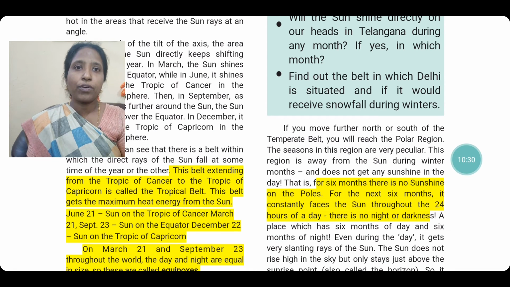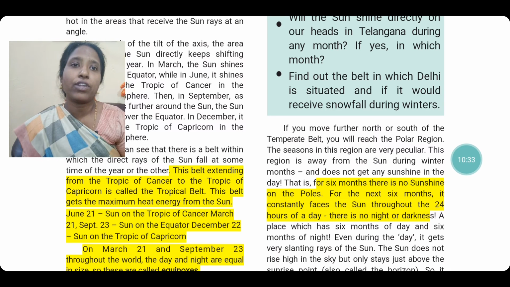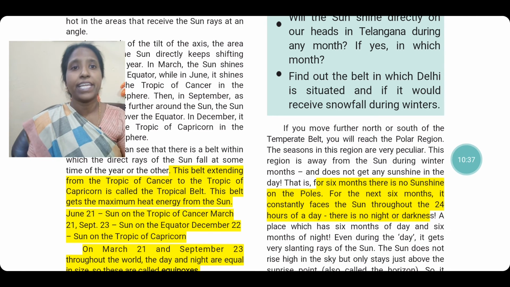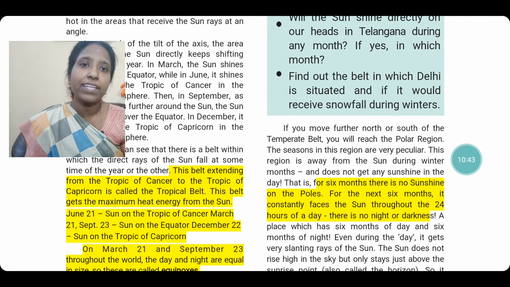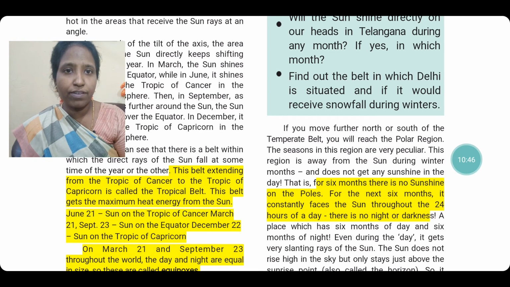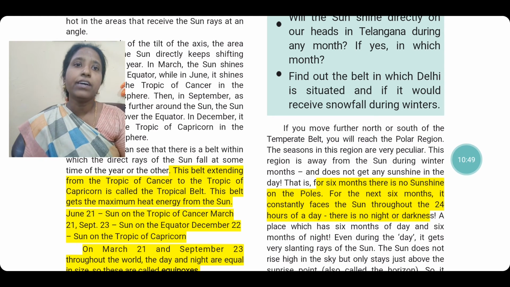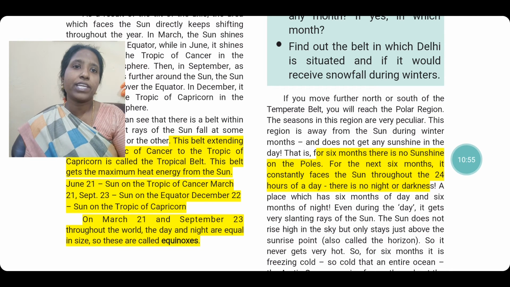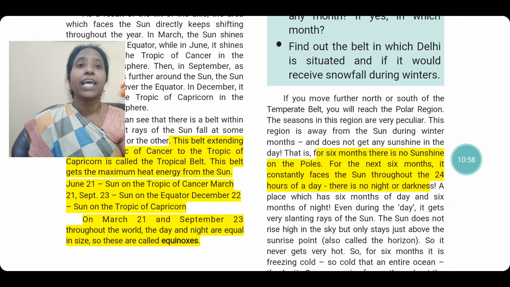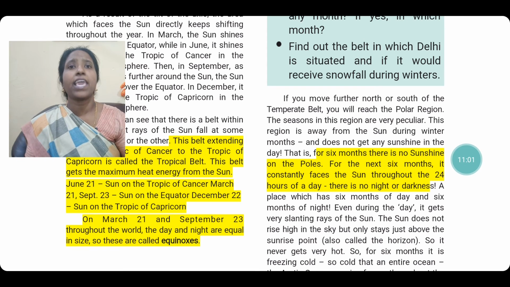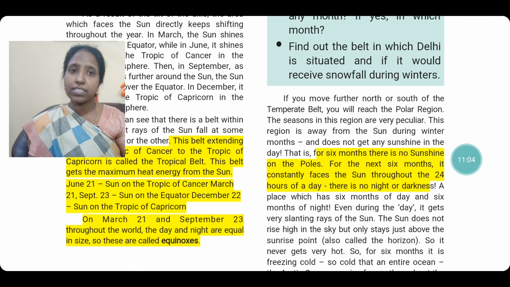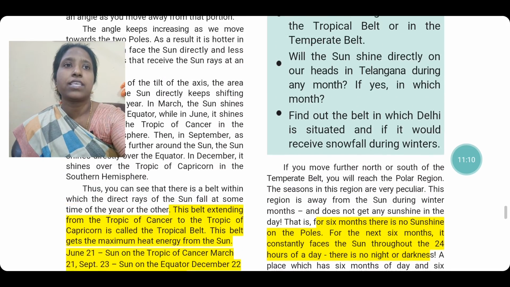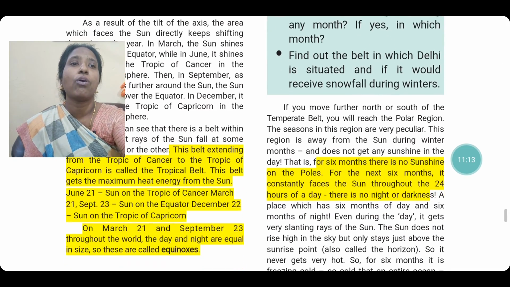This belt extending from the Tropic of Cancer to the Tropic of Capricorn is called the tropical belt, and it gets the maximum heat energy from the sun because it is a bulged shape very near to the sun. June 21, the sun is on the Tropic of Cancer; March 21 and September 23, the sun is on the equator; December 22, the sun is on the Tropic of Capricorn. On March 21 and September 23, throughout the world the day and night are equal. The day is 12 hours and the night is also 12 hours. These are called equinoxes, the same duration of day and the same duration of night.